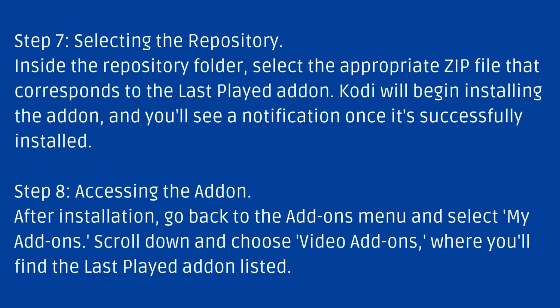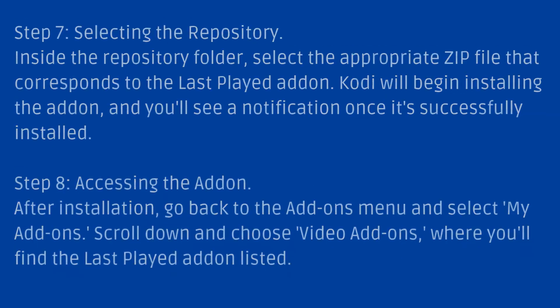Step 8. Accessing the addon. After installation, go back to the Addons menu and select My Addons. Scroll down and choose Video Addons, where you'll find the Last Played Addon listed.